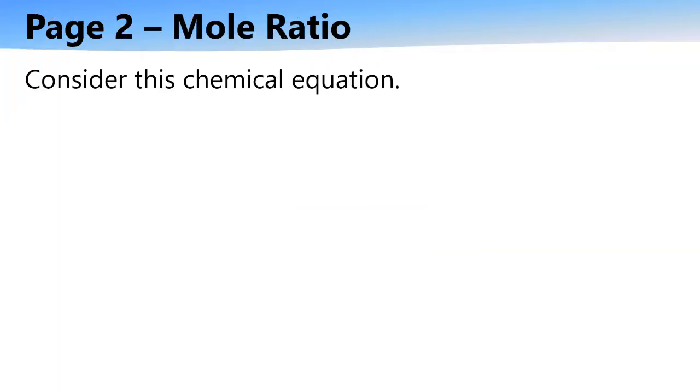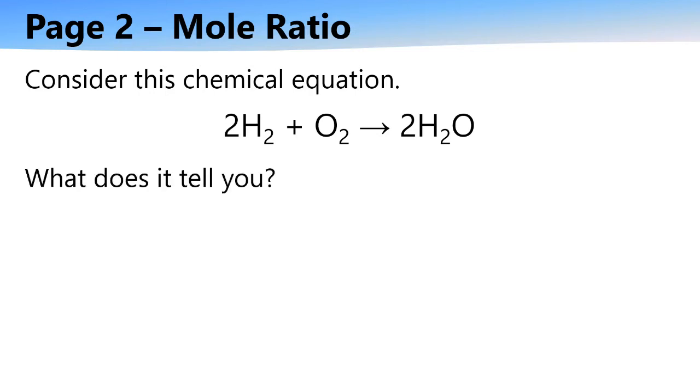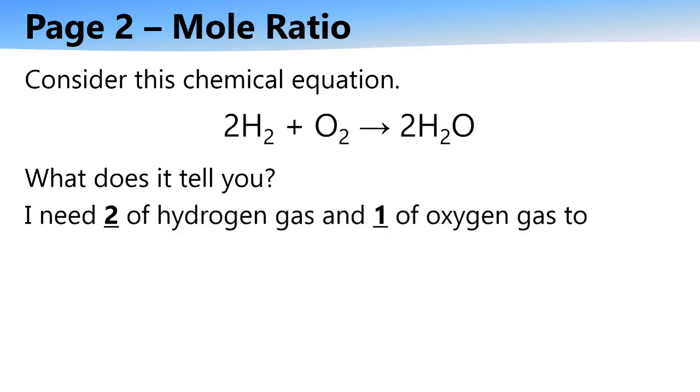Turn to page 2, the mole ratio. Consider the chemical equation. 2 of hydrogen, H2, plus 1 of oxygen, O2, will produce 2 of water, H2O. So what does it tell you? How many of each substance do we get? Okay, the equation tells us, we need 2 of hydrogen gas and 1 of oxygen gas to produce 2 of water.